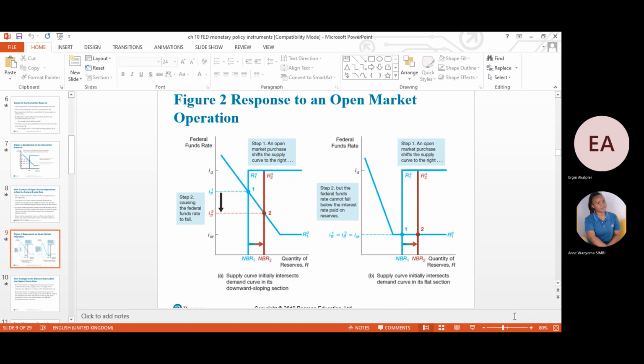vertical line. And on the right side, the supply curve initially intersected the demand curve in its flat section. And as you see here, open market purchases shift the supply curve to the right again. But the federal funds rate cannot fall below the interest rate paid on reserves, because the market structure is not easily affected by these changes and it stays intact. As you see, the funds rate stays intact when the supply curve shifts to the right.